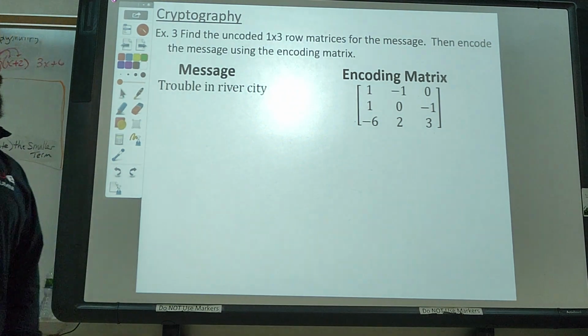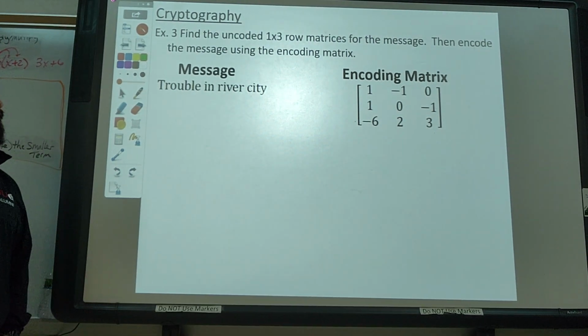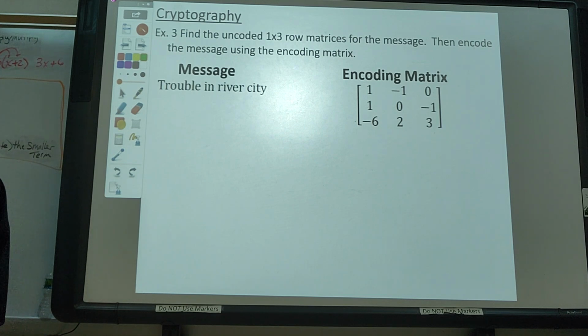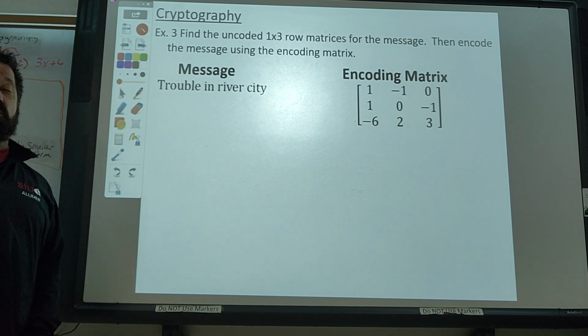So this is section 10.5 still. This is the last couple of examples. This has to do with cryptography. If you have a message and you want to code that message, you want to make sure that somebody else that intercepts your message can't tell what the message is that you're sending. This is what you would be using.